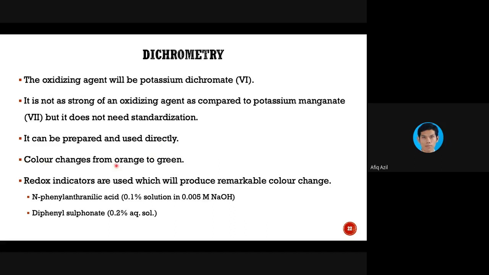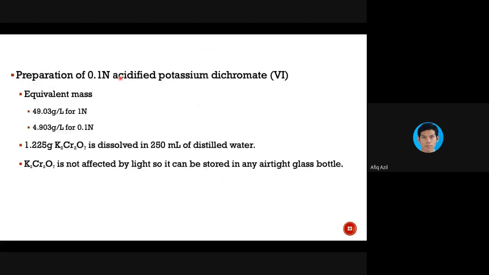So the color will change from orange to green. Okay, dichromate from orange to green. So these redox indicators are used, which will produce this color change. Like for example, you can use N-phenyl anthranilic acid, or you can also use diphenylamine sulfonate as indicators, example indicators. So how the potassium dichromate solution is prepared.